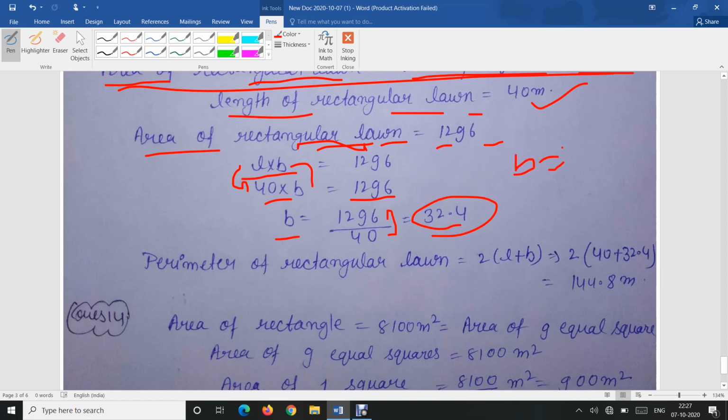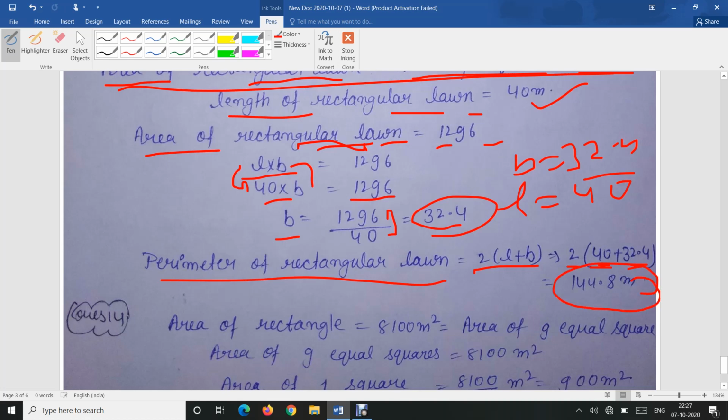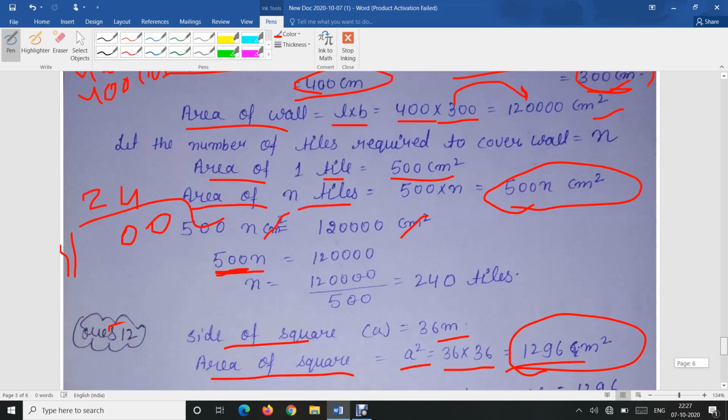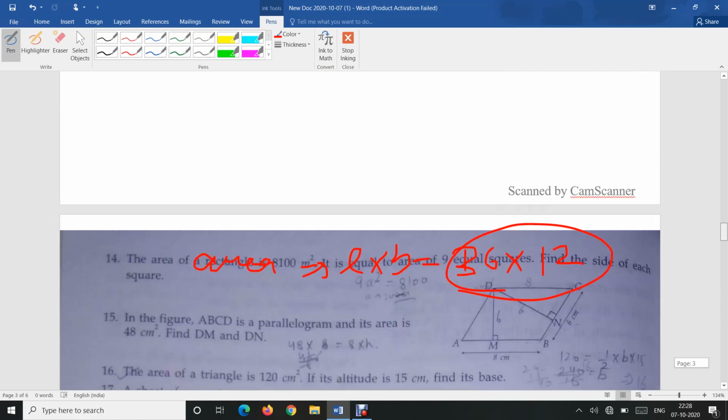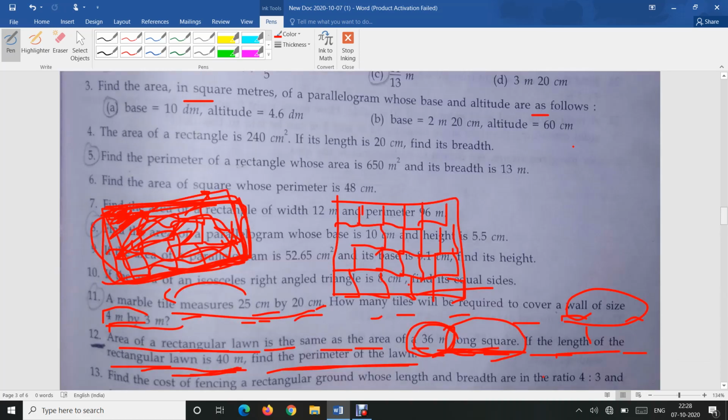Now breadth is 32.4 and length is 40. Now you can find out the perimeter of the rectangular lawn, which will be equal to 2 of L plus B. So 2 of L, 40, plus B, 32.4. On solving that you get 144.8 meters. So the perimeter of the rectangular lawn is 144.8 meters. Now let's see the solution for the next question, which is question number 13.